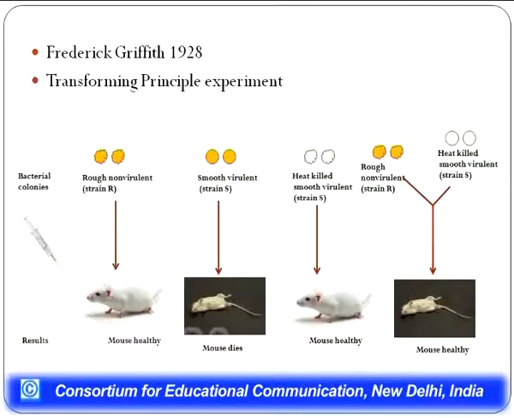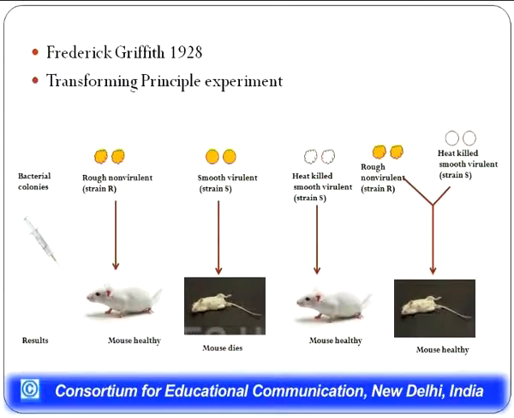So, Griffiths injected different sets of mice with rough strain bacteria and smooth strain bacteria, and he found out that the rough strain bacteria were not killing the mouse, whereas the smooth strain bacteria were killing the mouse. He did another set of experiment in which he took smooth strain of bacteria, killed them with heat and then injected them into the mouse. He found out that the mouse was healthy. That means the heat killed bacteria was not able to cause any infection in the mouse.